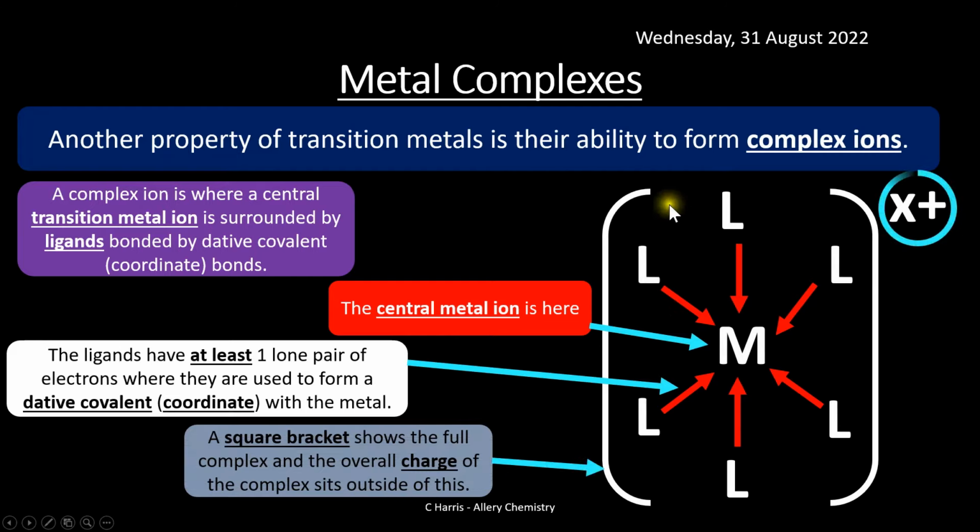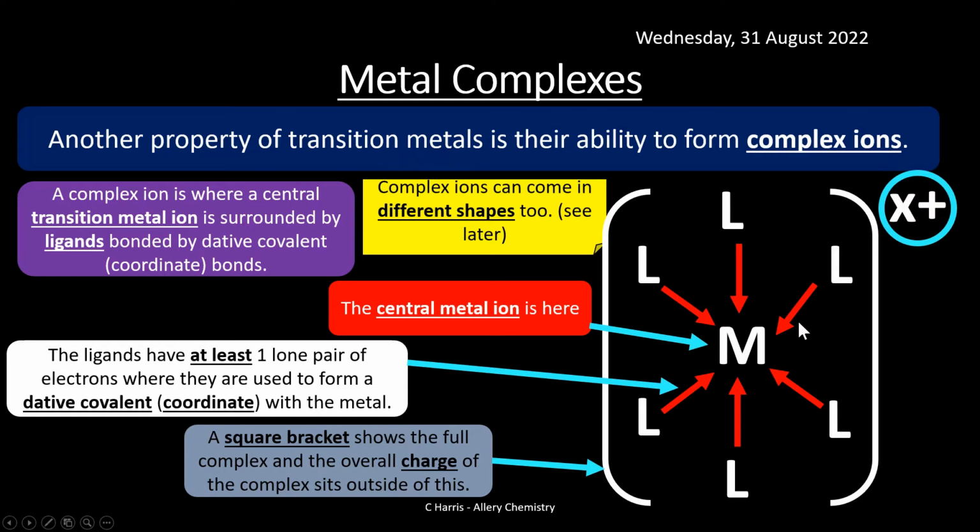So a square bracket, as you can see, surrounds the complex, and you may have an overall charge, or you may not, it depends on what you've got. But the overall charge, if it does, sits on the outside of the square bracket. Now, complex ions can come in loads of different shapes as well, and we're going to look at these later. Obviously, this is what we call an octahedral shape, but we'll look at some of the other shapes later as well.